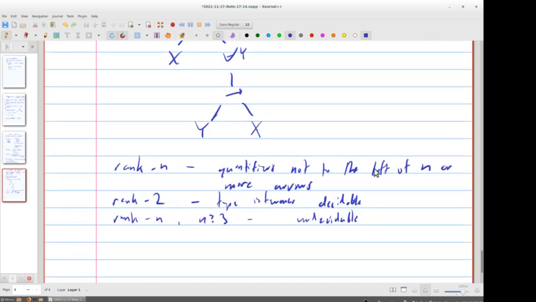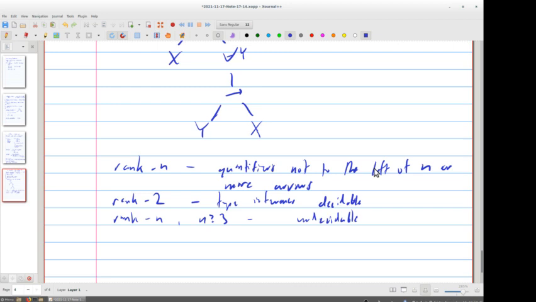Okay. And then there is this generalization where you can say, well, rank n is when they're not to the left of n or more arrows. So you can be a little bit permissive. You can say, well, rank 2 polymorphism will allow the quantifiers to be under 1 arrow, but not more than 1. Okay?